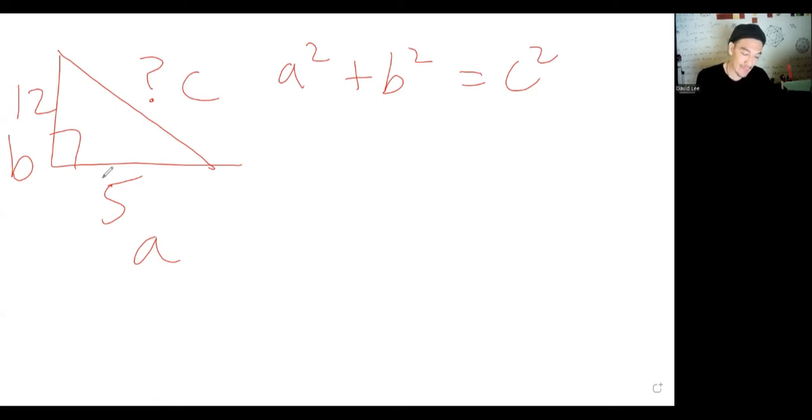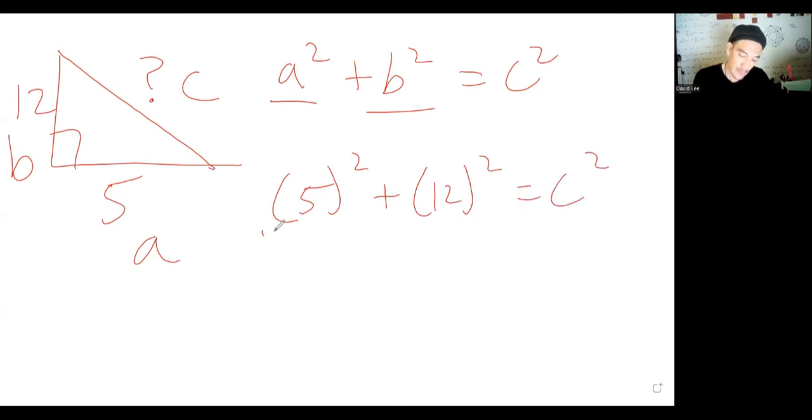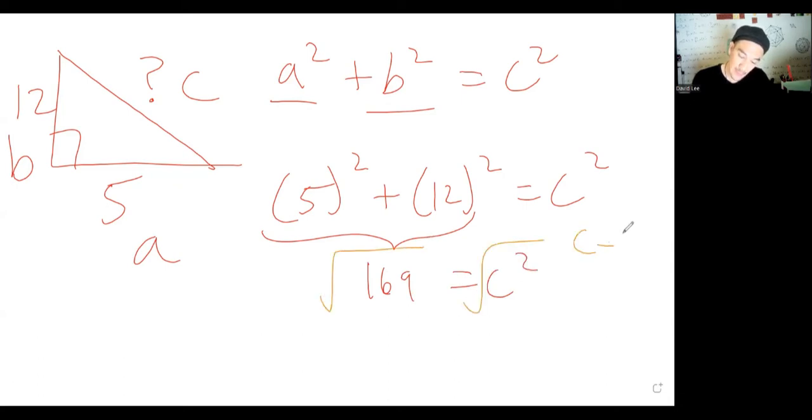So let's take the 5 and the 12 and drop them in for A and B in any order. It doesn't matter which one you call which. But you definitely want to use parentheses, okay? Go calculator on that, and that'll be 169 equals c squared. And then you can square root, and you'd get c equals 13. And so the missing length would have a length of 13, right? The missing side would be 13.